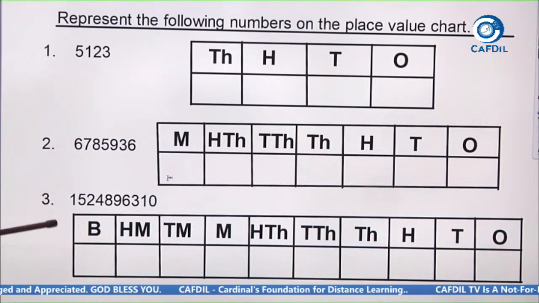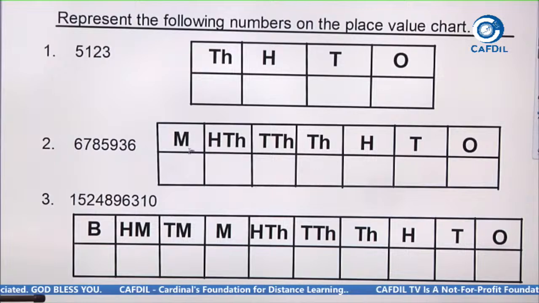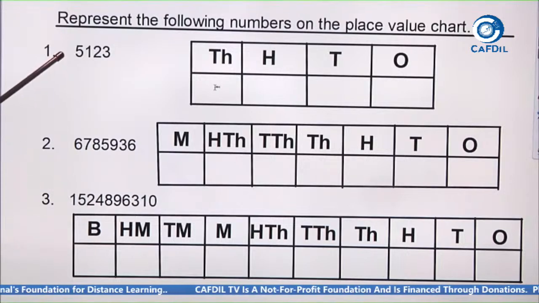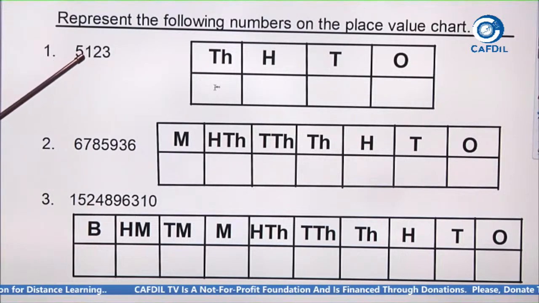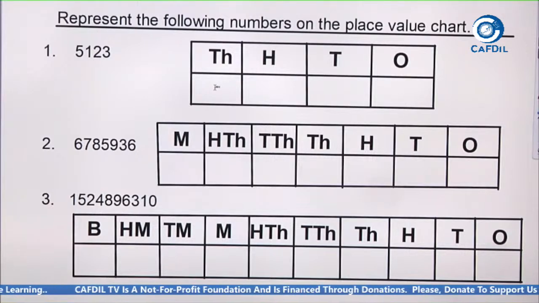Represent the following numbers on the place value chart. We have the first one. This is 5,123.